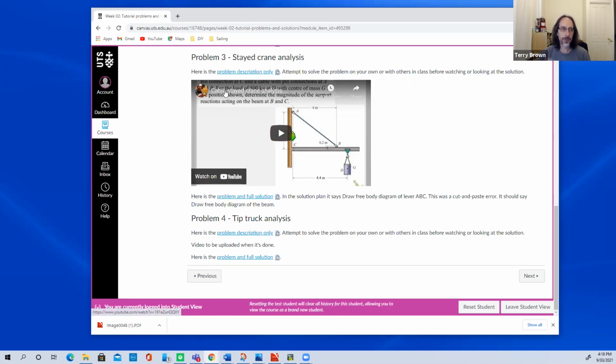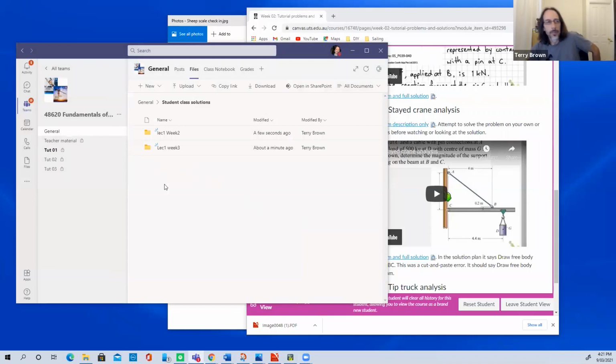So what I'd like you to do is to have a go. Don't look at any of the solutions that you may have seen before, but just from your memory of what you learned last week, have a go at drawing your free body diagram of just the beam. Don't do any calculations, just draw a free body diagram of the beam. Then I'll get you to upload them into the folder on Teams. I've posted the link to this folder, Lec1 week 3.